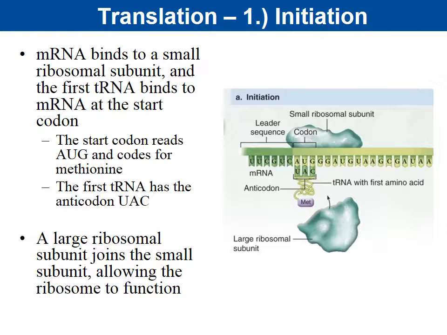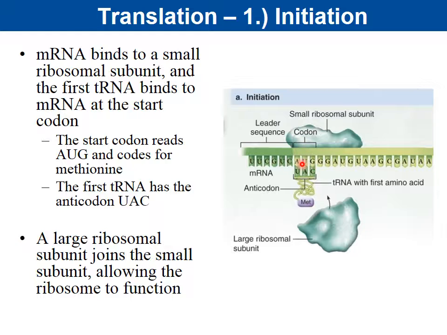So in initiation, the first thing that's going to happen is that the mRNA binds to a small ribosomal subunit. Okay, so here we see, here's our mRNA, here is our small ribosomal subunit, and the small subunit is going to bind to the mRNA. Now, remember that when we do translation, the start codon is AUG. And so notice that this sequence here, we call the UTR. UTR stands for untranslated region. Notice there's no AUG. So translation doesn't begin until the first AUG.